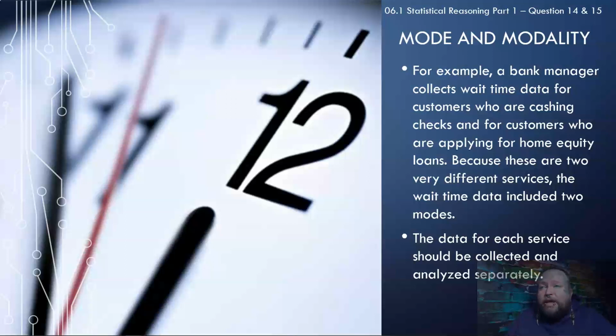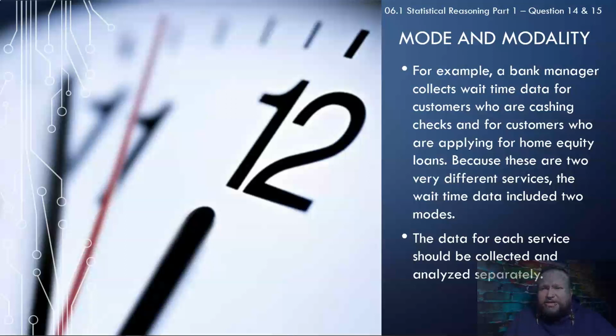So let's say a bank manager collects wait time data for customers who are cashing checks and for customers who are applying for home equity loans. Home equity loans are going to take a lot longer, and the people waiting for that, if they're in line, are going to be there for a much longer period of time versus someone who's cashing a check. You probably get shorter wait times for one and longer wait times for the other.